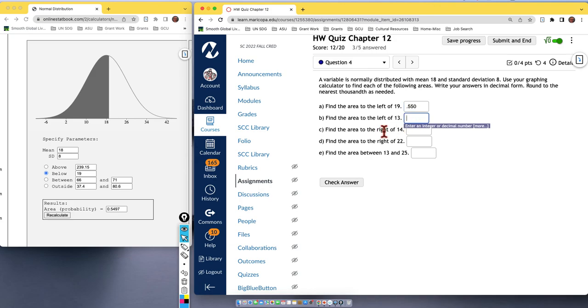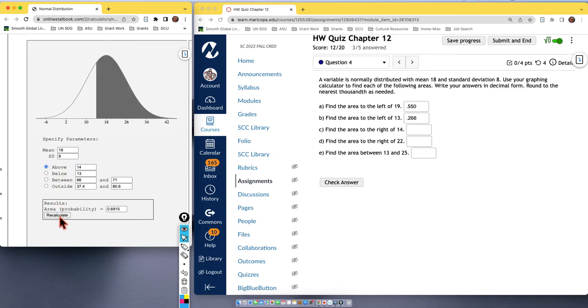Okay. Area to the left of 13. Left of is also below, so we'll keep it there. All we do is change the 19 to 13, recalculate it, and we can kind of see that looks like about 13. That's a percent below, 0.266. Area to the right of 14. Right is going to be above. We put in our 14, and again, the reason I like this so much is it shows that yes, it is to the right. I've got the right answer, 0.692.